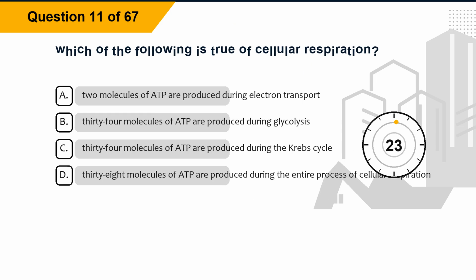Question 11. Which of the following is true of cellular respiration? Option A, 2 molecules of ADP are produced during electron transport. Option B, 34 molecules of ADP are produced during glycolysis. Option C, 34 molecules of ADP are produced during the Krebs cycle. Option D, 38 molecules of ATP are produced during the entire process of cellular respiration.